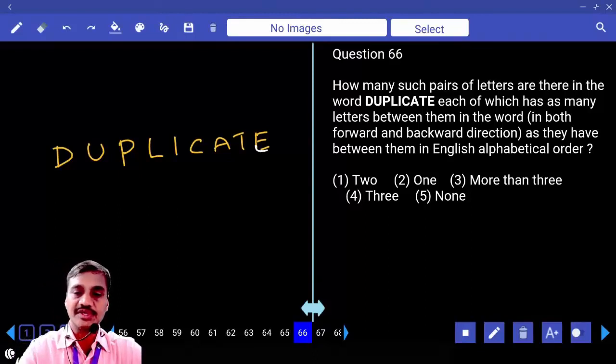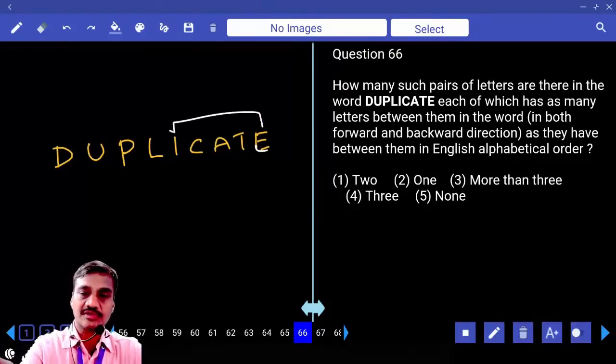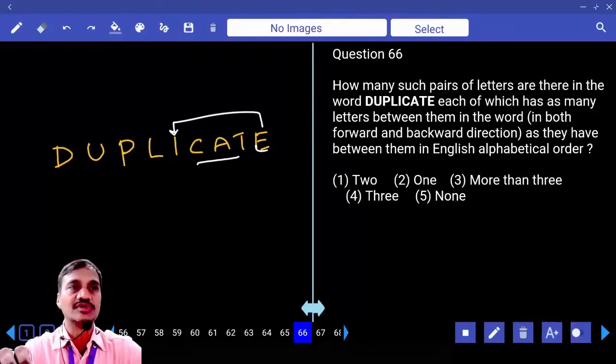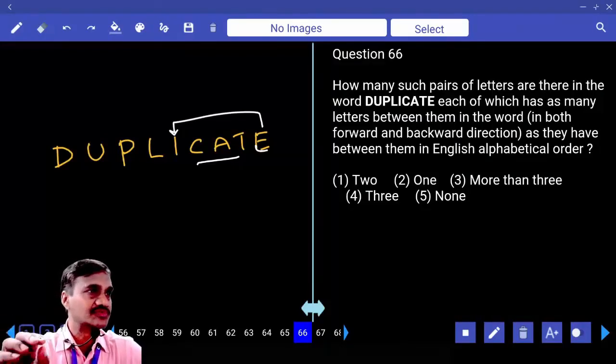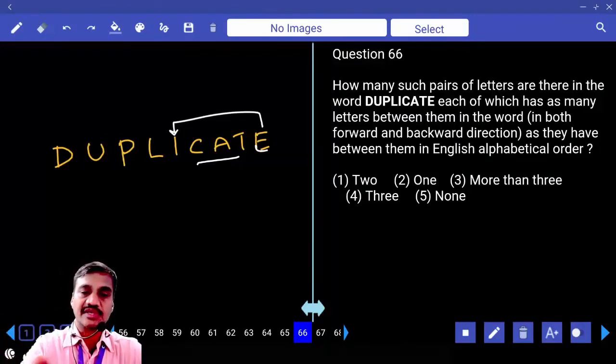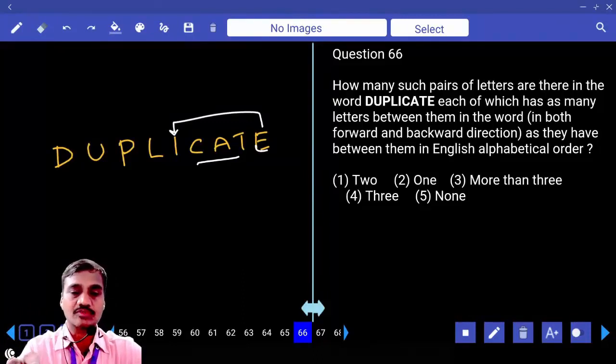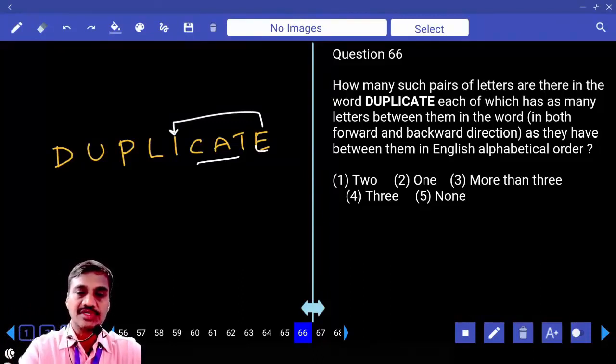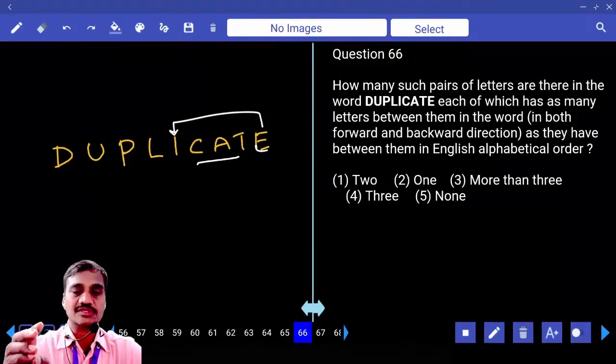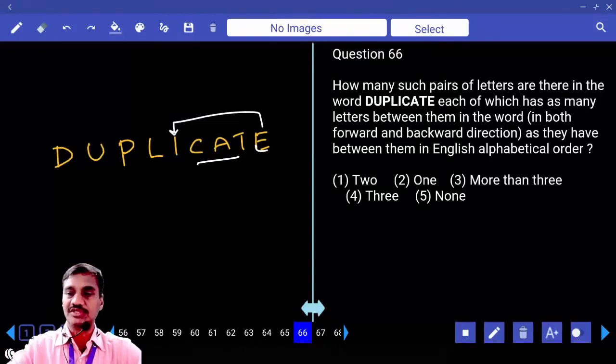Then in the reverse, E, F, G, H, I. Now between E and I, how many letters are there in this word? Between E and I, there are 3 letters. And in the English alphabet also, between E and I, there are only 3 letters, F, G, H. And next one, J, K, L, M, T, no letter more than this one, A, B, C, D, E, F, G. And next one, C, D, E, F, G, H, I, J, K, L. That's it. Hence, left hand side to right hand side, there is only one pair, that is choice 2.